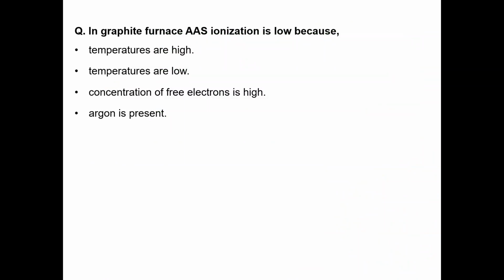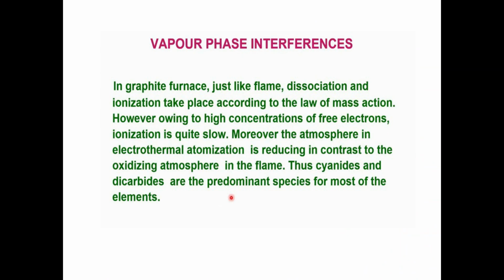Why is ionization low? This is related to vapor phase interferences. In graphite furnace, just like flame, dissociation and ionization take place according to the law of mass action. However, owing to the high concentration of free electrons, ionization is quite slow, right?